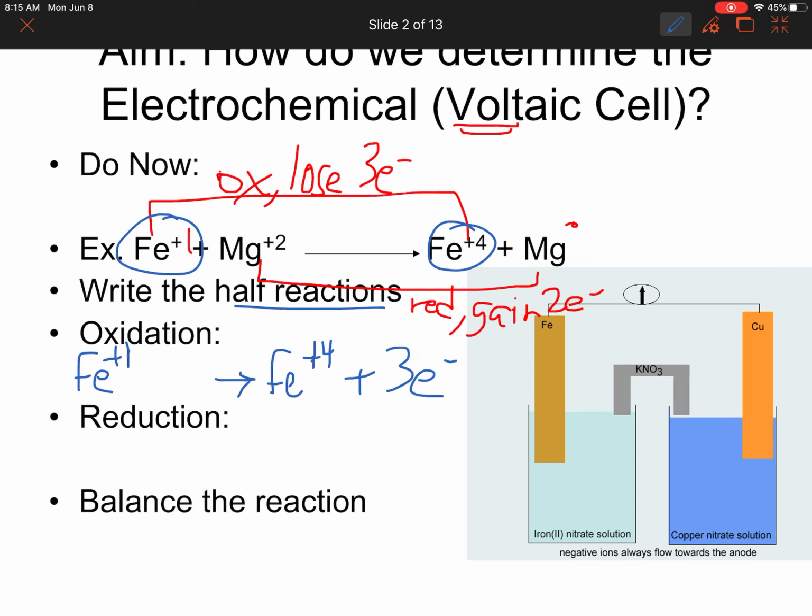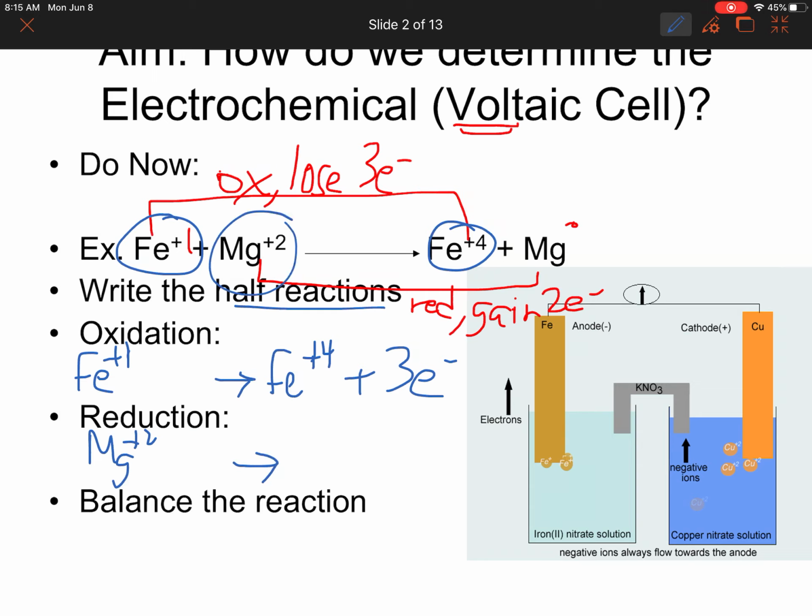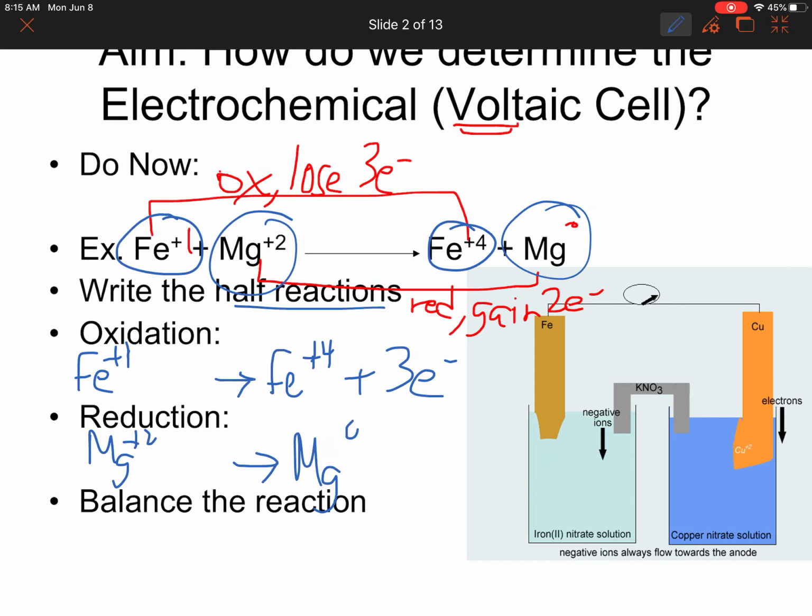Okay, reduction. So magnesium going from Mg plus 2 to Mg0, or just Mg, same thing. I'll put a 0 for illustration purposes. So from 2 to 0, that's 2 electrons. So again, who has the more positive charge? Well, plus 2. So we're going to simply add 2 electrons there.